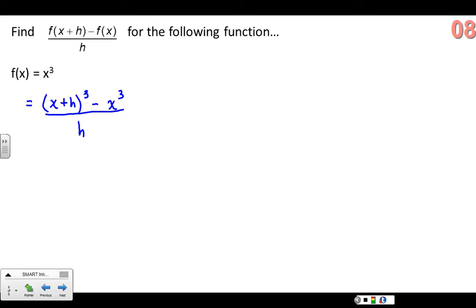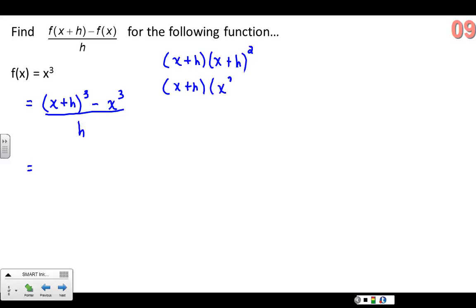Now, later on in this pre-calculus course, you're going to learn how to expand binomials to higher powers. 3 is going to be very mild. You'll do powers to the 5th, to the 6th. But for time purposes here in this problem, I'm going to show you that if you multiply x plus h times x plus h squared, that would be the same as x plus h cubed, right? So if I have x plus h times x plus h squared, that would give me x plus h cubed.